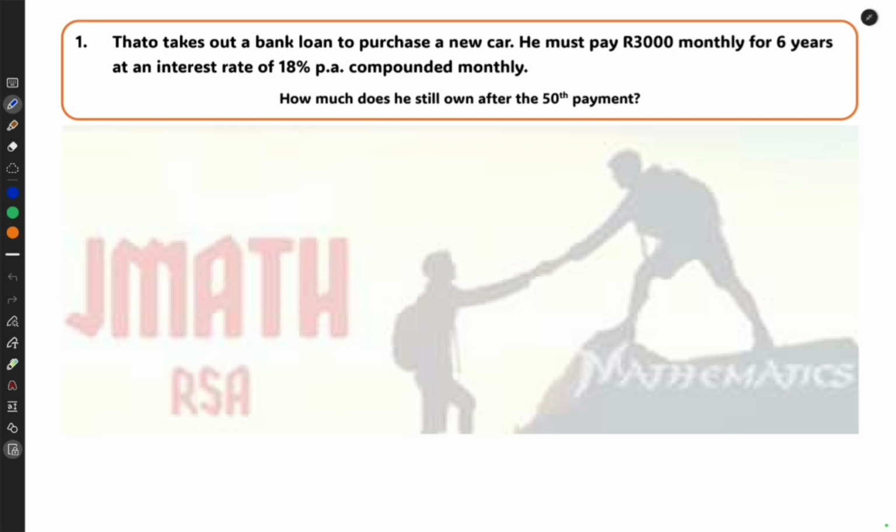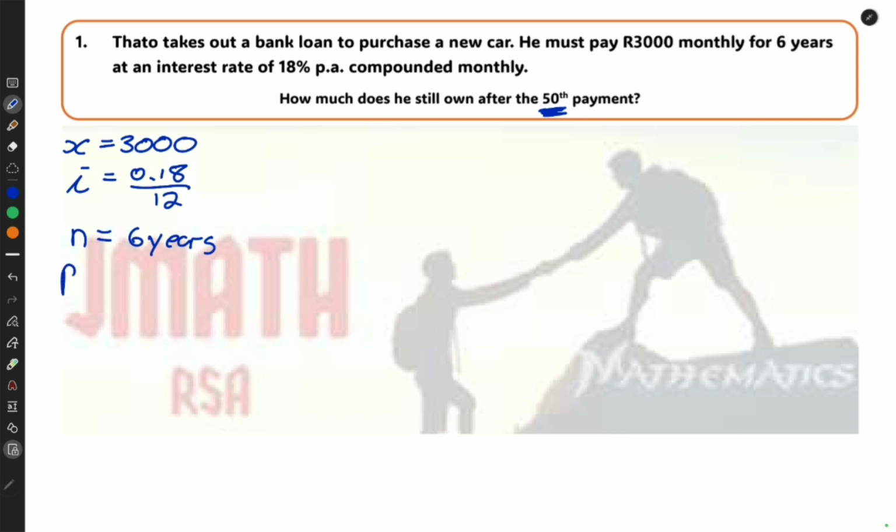So let's look at a few things here. We know x equals 3,000. We know i equals 0.18 monthly. And now with n, the original n value was 6 years, but they want the balance after 50. Okay, so we have to get there, but let's first just check if we have everything else.